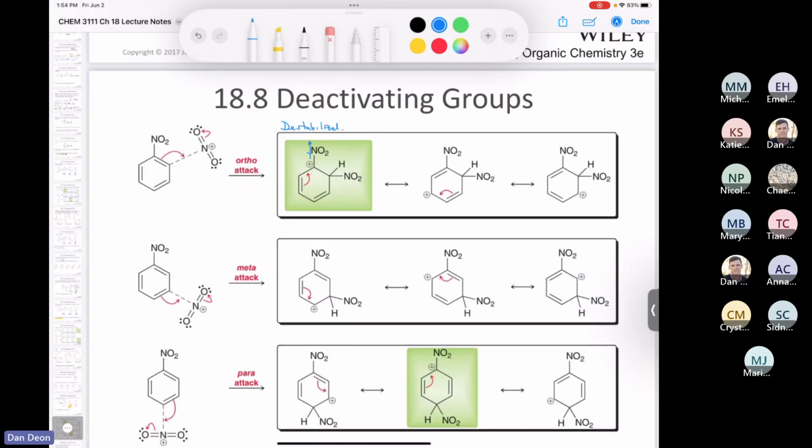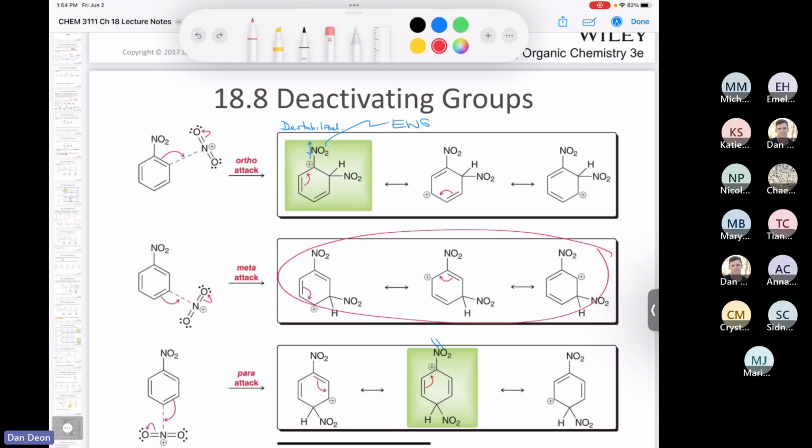And the same thing occurs here. So when we do ortho and para attack, we end up with this resonance form that is highly destabilized because we have an electron withdrawing group adjacent to a positive charge. That's bad. That's very, very bad. But in meta attack, you look at all three of the sigma complexes, and it never happens. We never see a positive charge adjacent to the nitrogen when we do a meta attack.